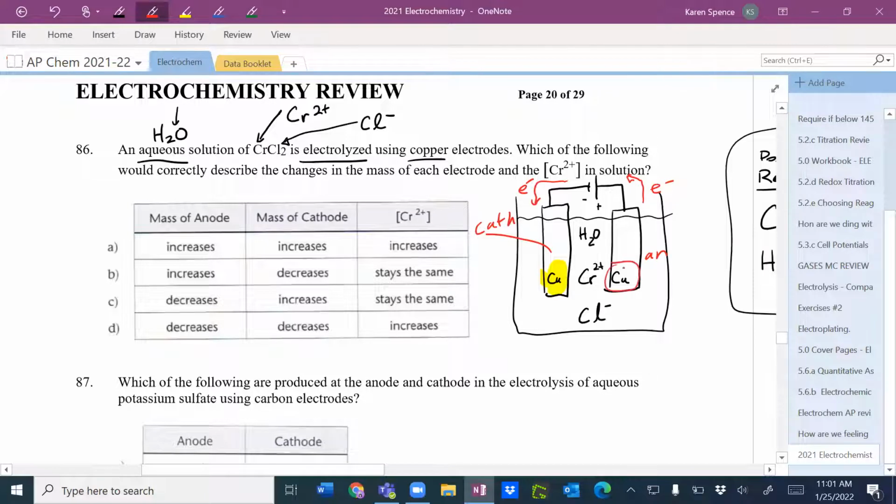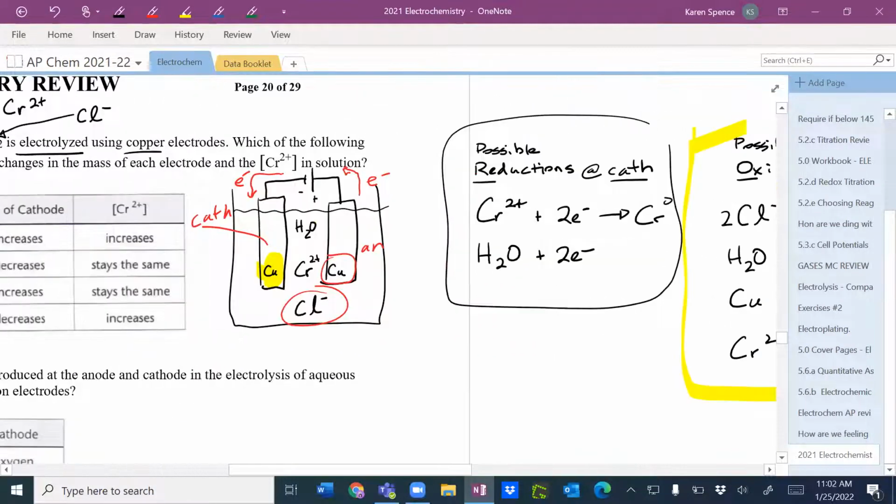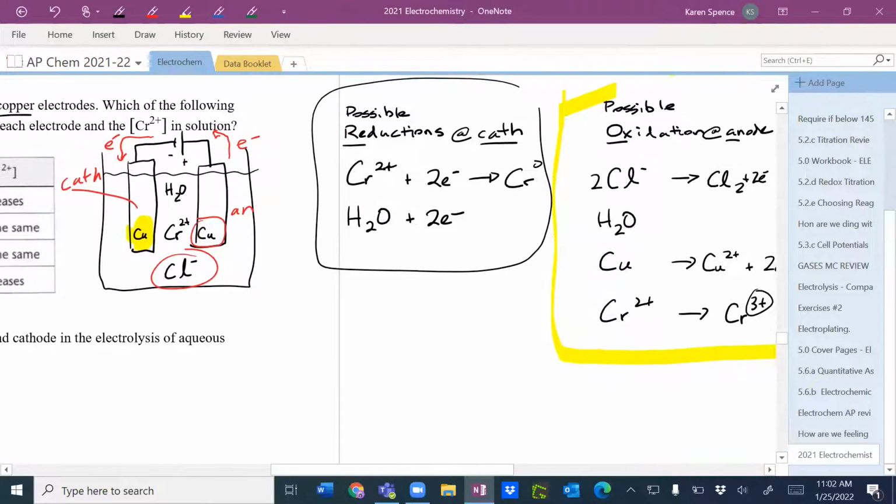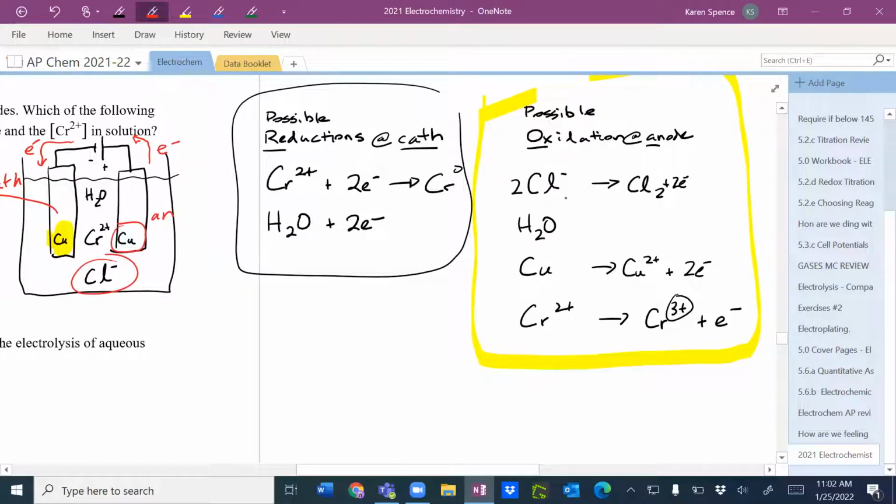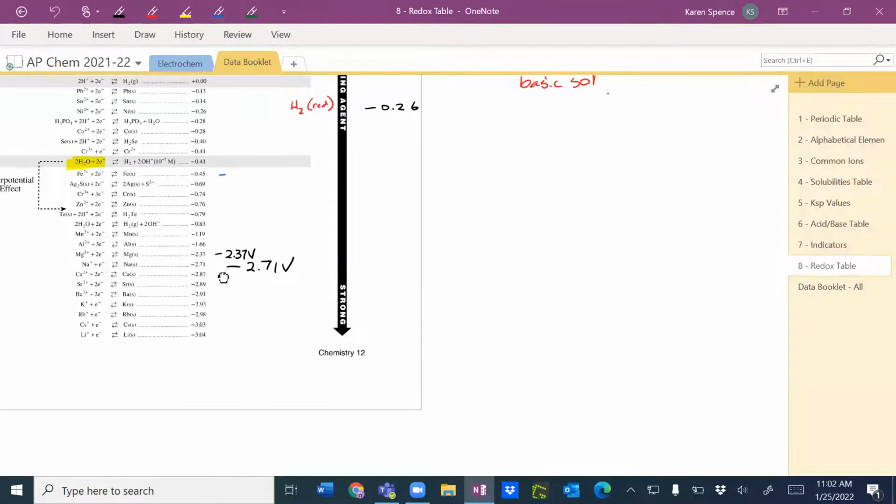And so we have copper, and it could lose electrons. We have chloride, which could lose electrons. Copper, which could lose electrons, chloride, which could lose electrons, or chromium that could lose electrons, or water that could lose electrons. That's what we came up with yesterday. Okay, so we have Cl minus, H2O, Cu, and Cr2+. Let's go take a look at those four things.